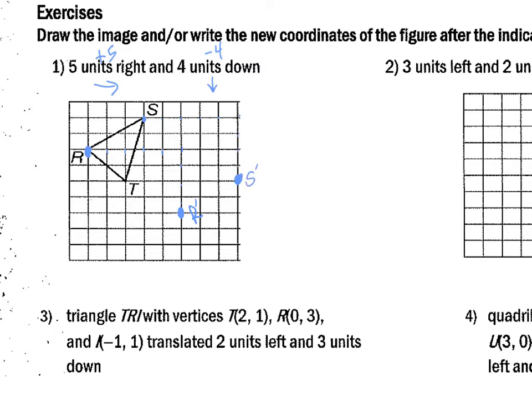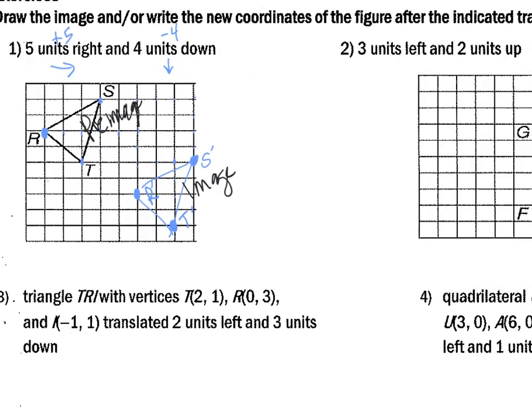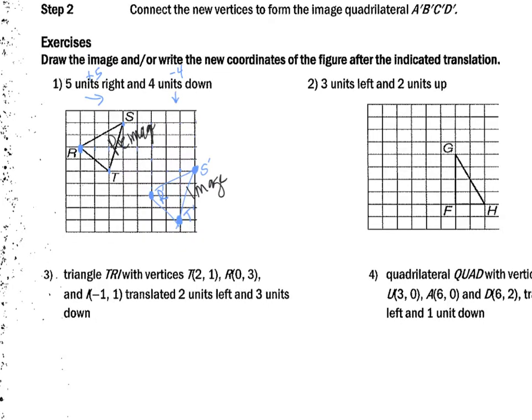So just like you would do coordinates, you've got to go x, y, then make your point. And then same thing with T: 1, 2, 3, 4, 5, and 1, 2, 3, 4. So T prime. And your image should look the same as your pre-image. So this is pre-image, and this is image. Okay, so if they don't look the same, check and see what happened.